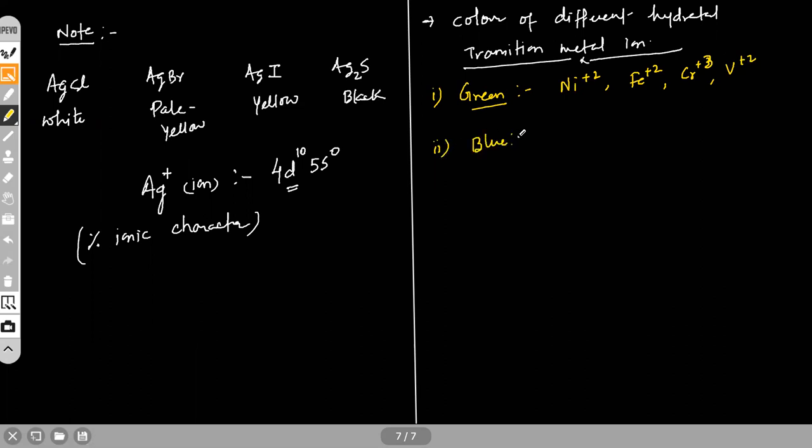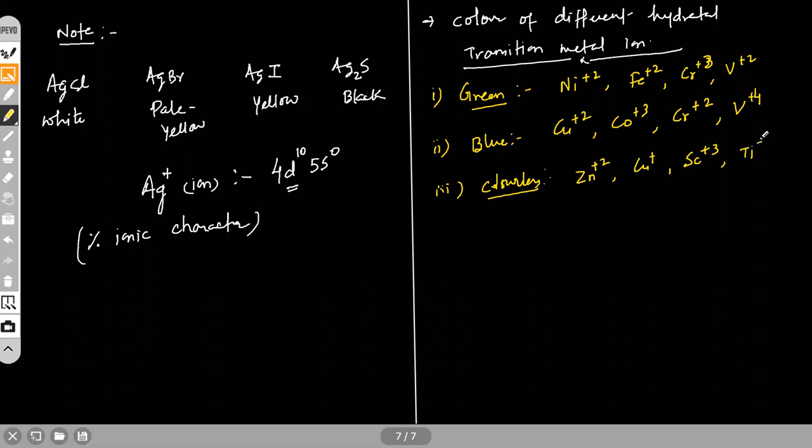Blue: copper plus 2, cobalt plus 3, chromium plus 2, vanadium plus 4. There are certain ions which are colorless. This is very important, the colorless ones. Logically also you can understand this, except for a few exceptions. Zn plus 2, Cu plus, scandium plus 3, titanium plus 4. If you observe, for all these ions there are no unpaired electrons. That's why they are colorless.